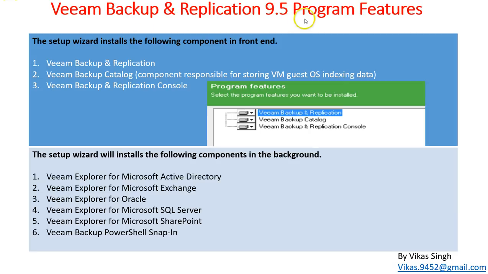This is the Veeam Backup and Replication 9.5 program features. By default Veeam is going to install three features on the front end: Veeam Backup and Replication, Veeam Backup Catalog, which is going to store your VM guest OS indexing data, and Veeam Backup and Replication Console. Veeam is also going to install a few other components in the background, like Veeam Explorer for Active Directory, Exchange, Oracle, Microsoft SQL, and Microsoft SharePoint, and the Veeam Backup PowerShell snap-in.